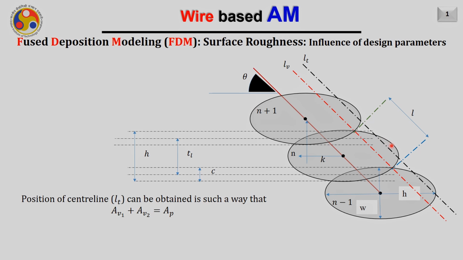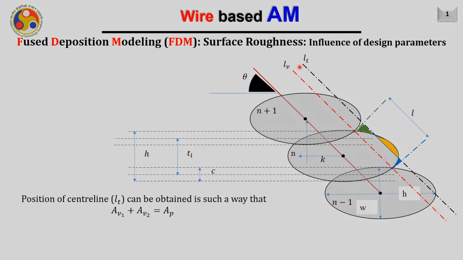Now if this black color line is the center line, in that case the area of the valley, that is AV1 plus AV2, will be equal to the area of the peak. Therefore what is shown here again, the green color area plus the blue color area will be equal to the area which is shown here in the yellow color. Wherever this condition is satisfied, that will be your center line.